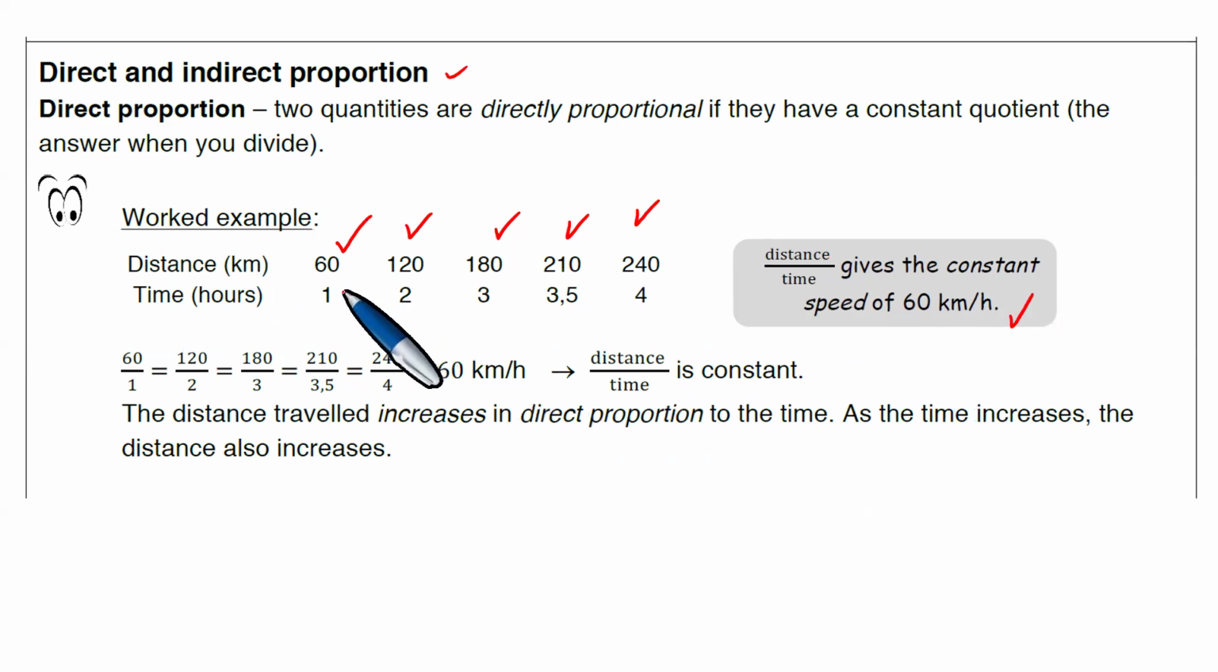Let's check. Distance divided by time: 60 divided by 1 gives 60. 120 divided by 2 is 60. 180 divided by 3 is 60. 210 divided by 3.5 is 60. 240 divided by 4 is 60. The distance traveled increases in direct proportion to the time. As the time increases, the distance also increases. This is very important. So the distance traveled increases in direct proportion to the time.